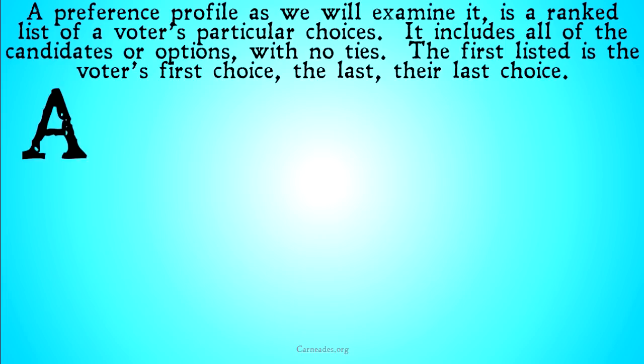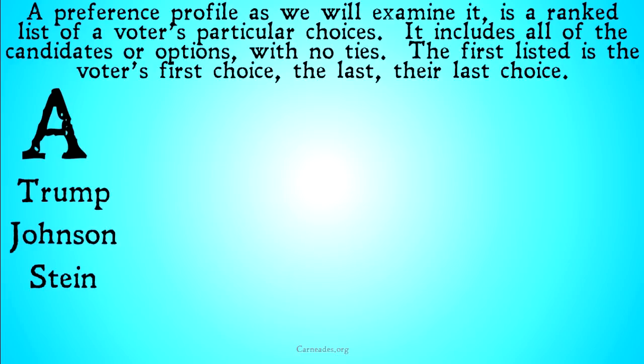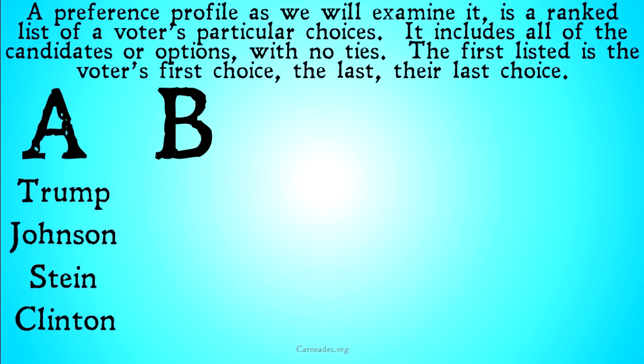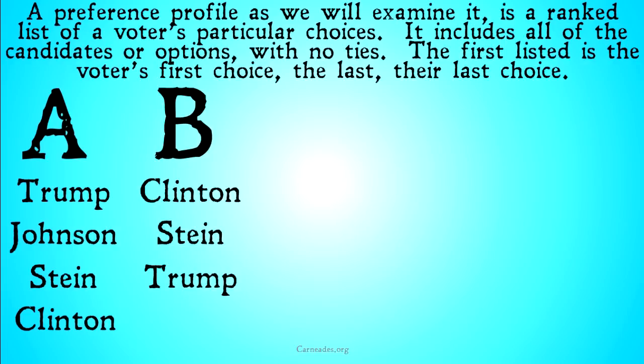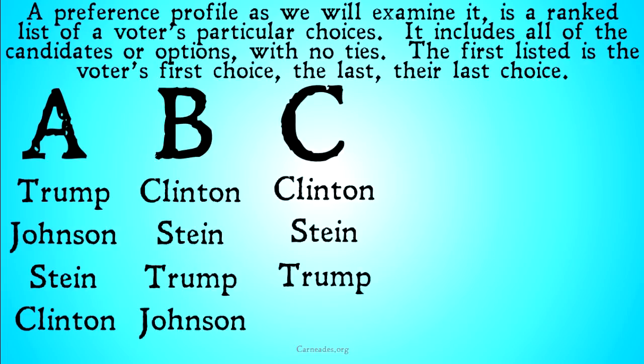First off, let's look at a preference profile. So a preference profile, as we will examine it, is a ranked list of voters' particular choices. It includes all of the candidates or options with no ties. Now, there are other kinds of preference profiles that can have ties or might just include one of the candidates. We're only going to be looking at situations where all the candidates are listed and there are no ties. The first listed is the voter's first choice, the last, their last choice. Looking at voter B here, they have Clinton listed as their first choice, Stein as their second, Trump as their third, and Johnson as their last.